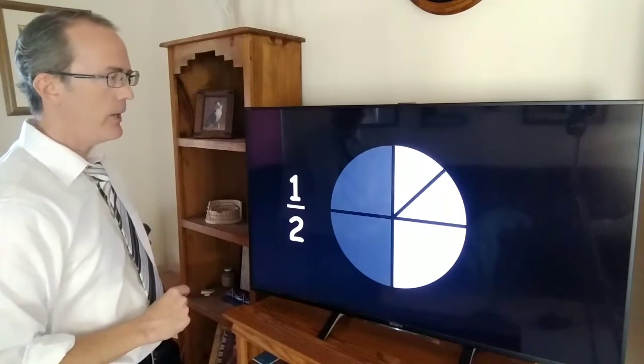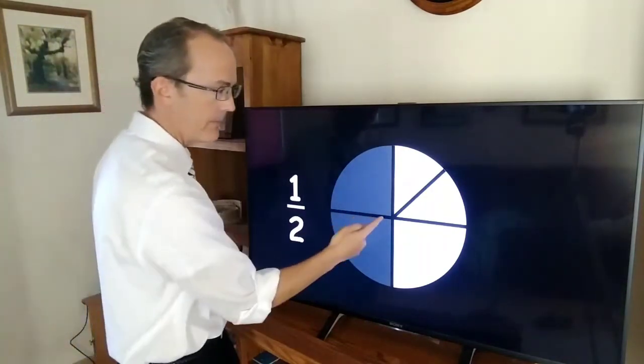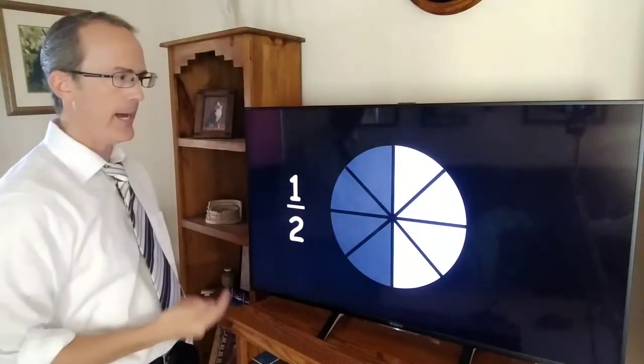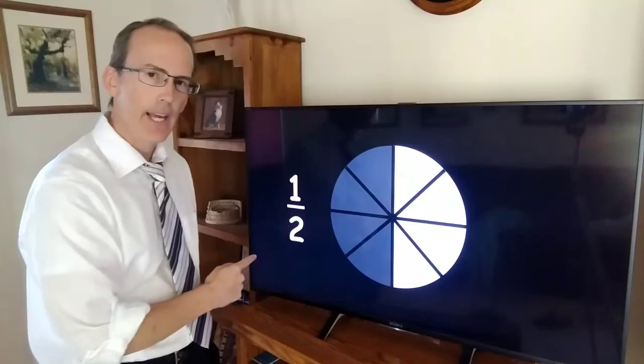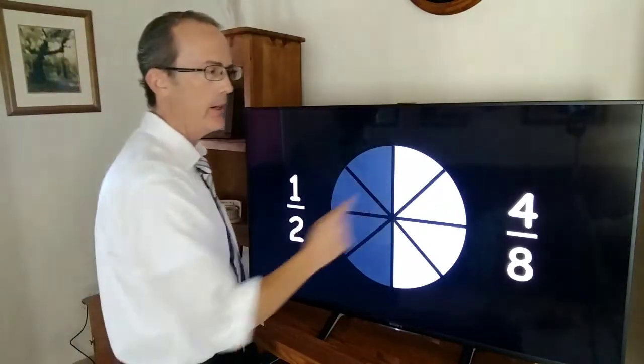All right, now let's go ahead and divide each piece again right in the middle. And now, what do we have? We still have half, and that half has now turned into an equivalent fraction of 4/8.